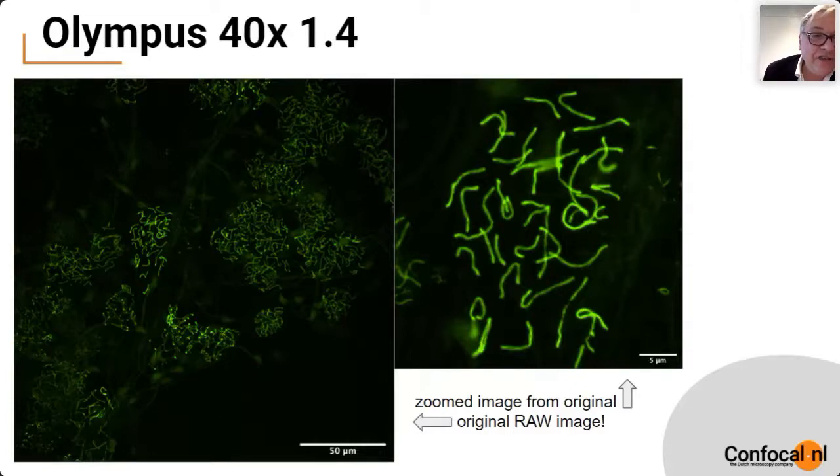On the left side, you can see the Olympus 40x 1.4 image, huge field of view. You can zoom in, and you can zoom down. The digital information, the optical information is there. So in the digital work, you can zoom in.